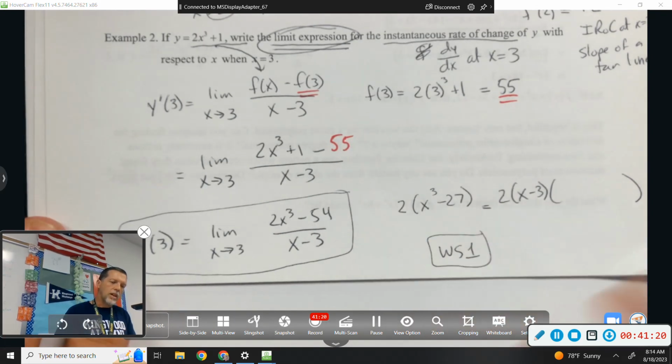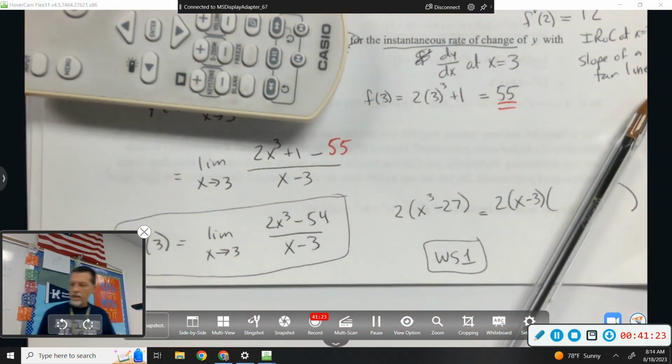All right. That's a lot. Worksheet 1. Shortcuts coming soon, Alan, but not yet. Not yet.